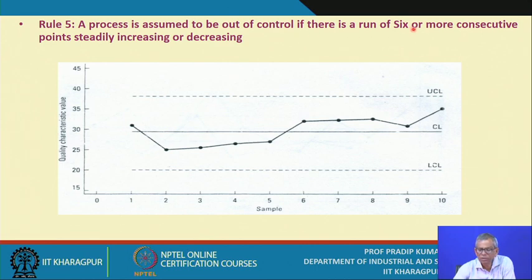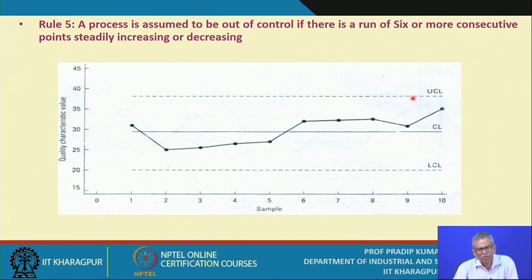So if a run of 6 or more consecutive points, that means here 1, 2, 3, 4, 5, 6, 7, 8, 9. That means 6 points. That means constantly increasing these values. Getting my point? Or constantly decreasing. That means there is a trend, increasing trend or decreasing trend, in the set of plotted points over the time period.